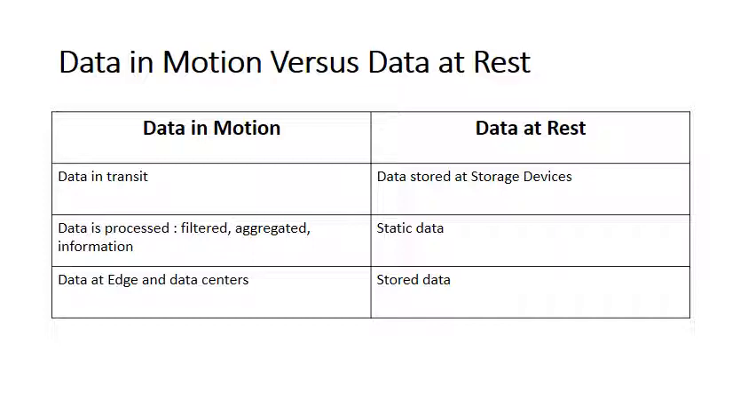Most of the time, data in transit will be processed, filtered and aggregated to increase the efficiency of the data. Data in motion is dynamic, and data at rest is static. Most data is available at the data centers, and the edge is data in motion. The data stored in a storage device is called data at rest.